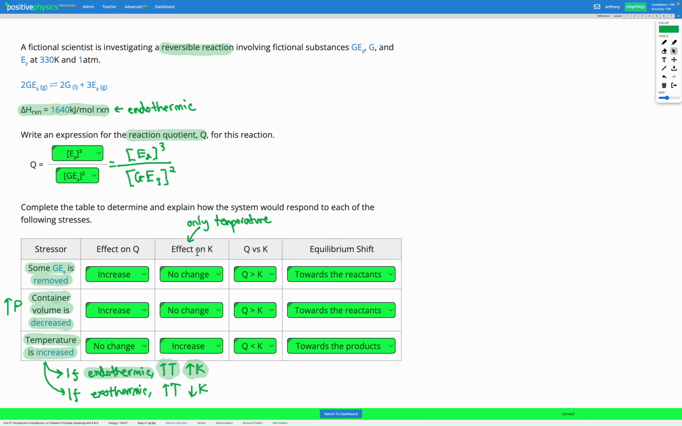The only thing that affects K here is our temperature change. If we have an endothermic reaction, then increasing temperature will increase K, or decreasing temperature will decrease K. If we have an exothermic reaction, increasing temperature will decrease K, and decreasing temperature will increase K. Finally, we're going to compare Q and K. And if Q is greater than K, our equilibrium is going to shift towards the reactants. If Q is less than K, our equilibrium is going to shift towards the products.